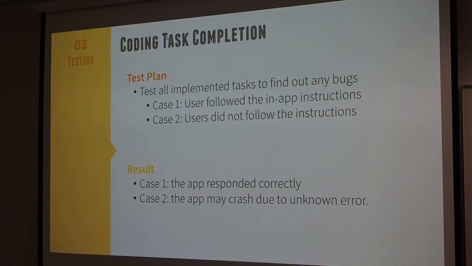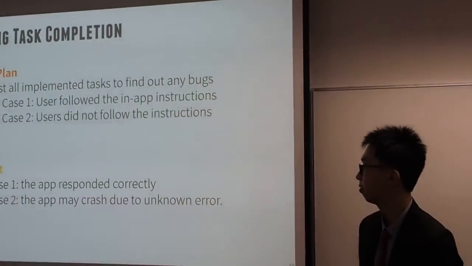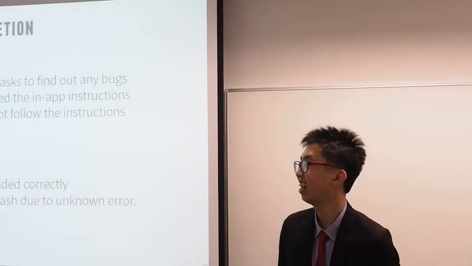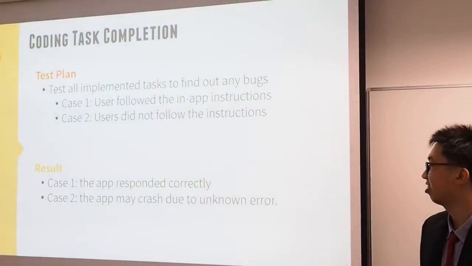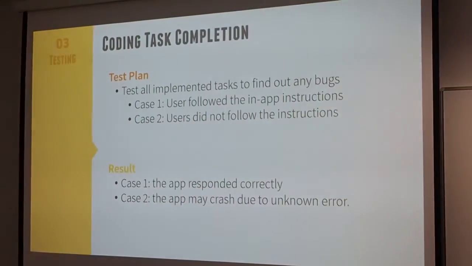So let me introduce how our app is tested. The first test is the coding task completion test. In this test, we test all the coding tasks we implemented in 2 scenarios: where users followed our instruction and where they didn't. In the case that they follow our instruction, the app will respond correctly. But sometimes if the users have modified the preset code, the app may pass due to some unknown error.